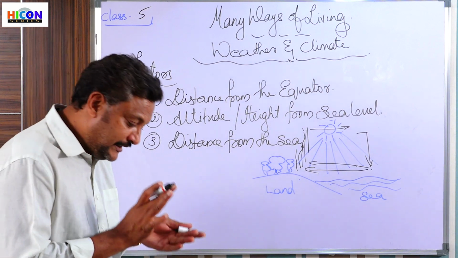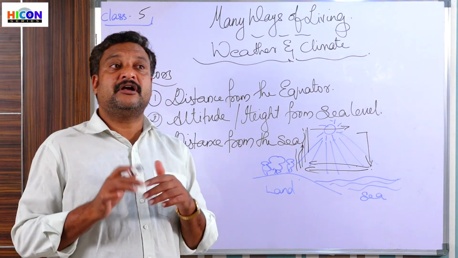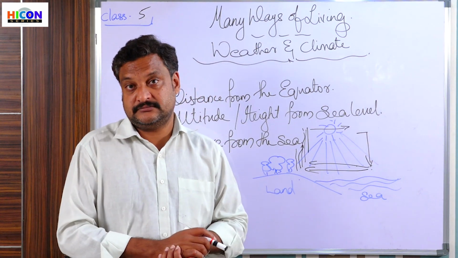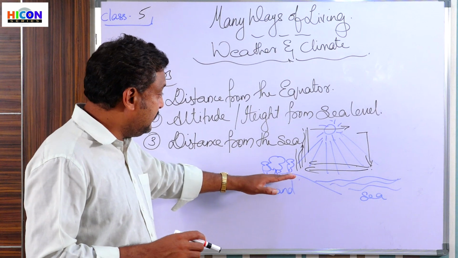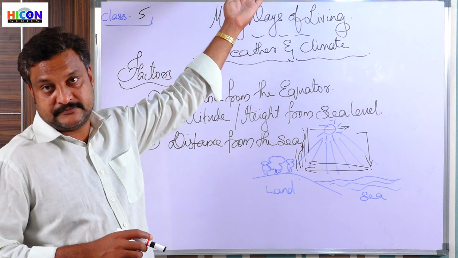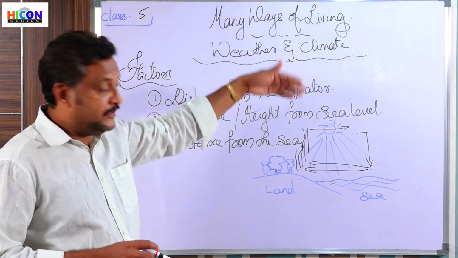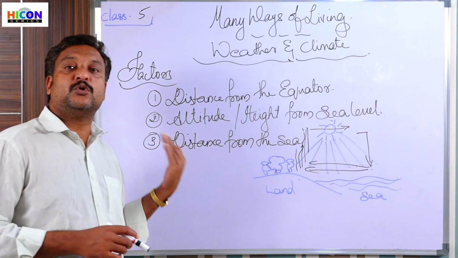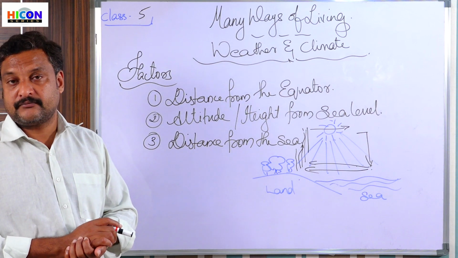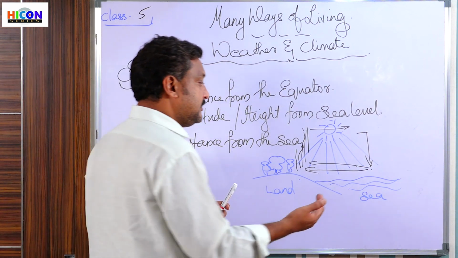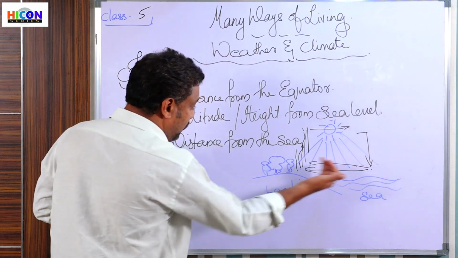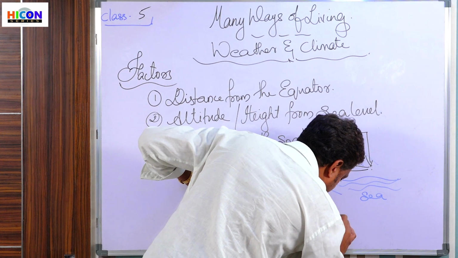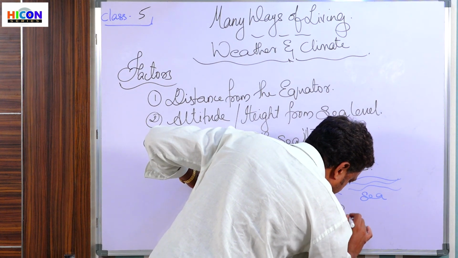Okay? So during the daytime, land becomes hotter faster than the water. So the air above the land rises up. And into that space, the cool air above the water flows in. Right? So as the air from the sea flows towards the land, this is called sea breeze.